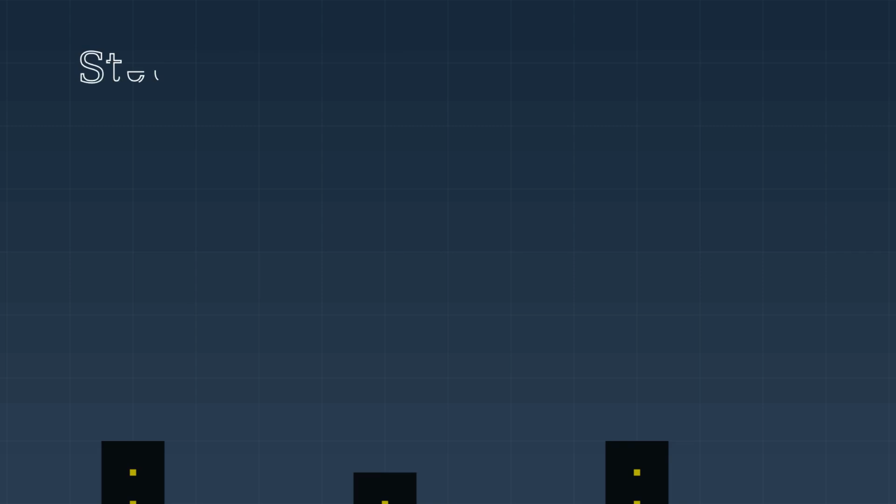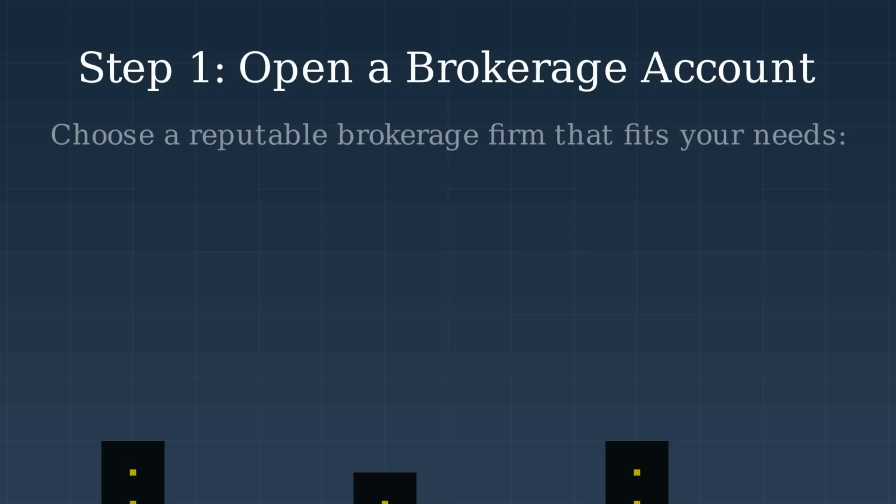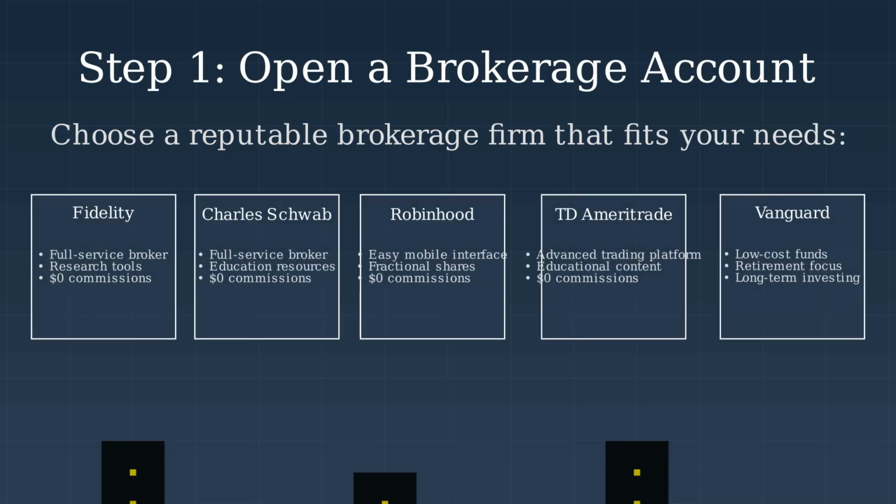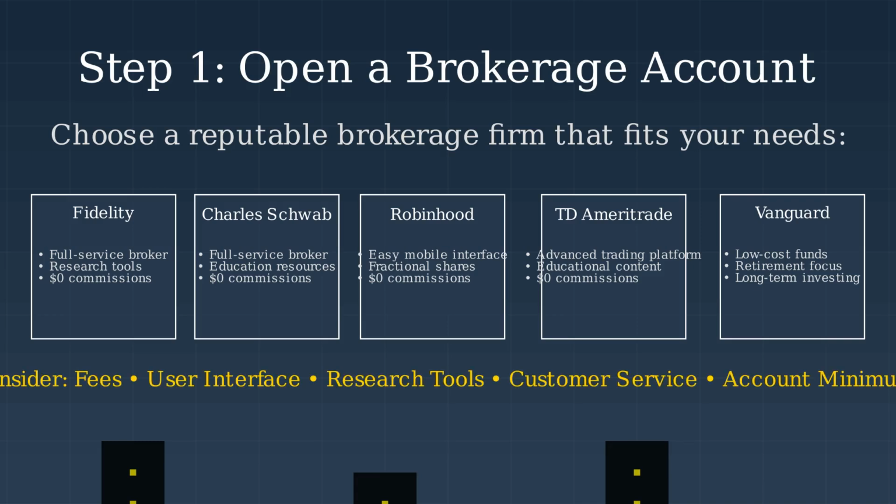While these technologies have improved market efficiency and accessibility, they also introduce challenges like market complexity and the need for robust regulations. To start investing in stocks, your first step is to open a brokerage account with a reputable firm. Popular options include Fidelity, Charles Schwab, Robinhood, TD Ameritrade, and Vanguard. Each offers different features that might better suit your individual needs. When choosing a broker, consider factors such as fees, user interface, research tools, customer service quality, and account minimums.